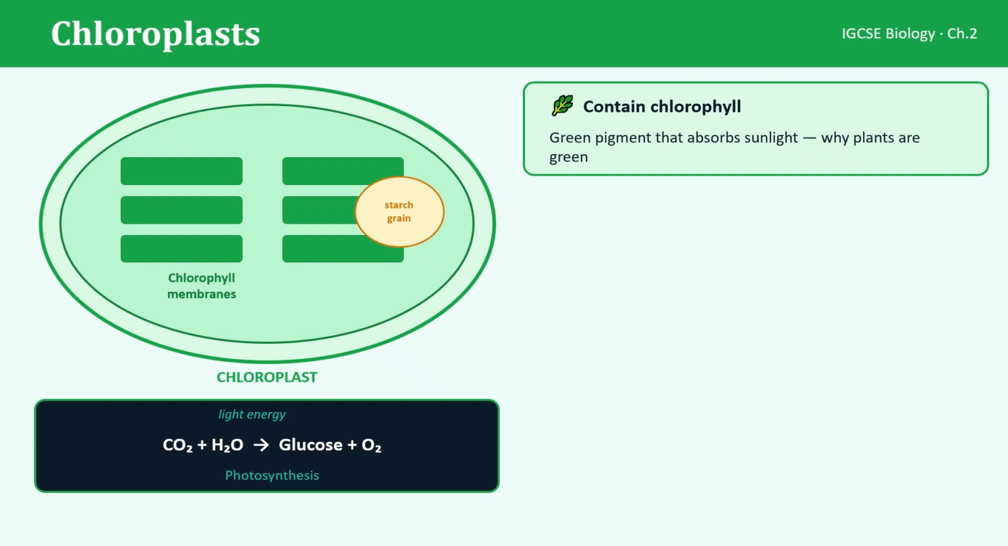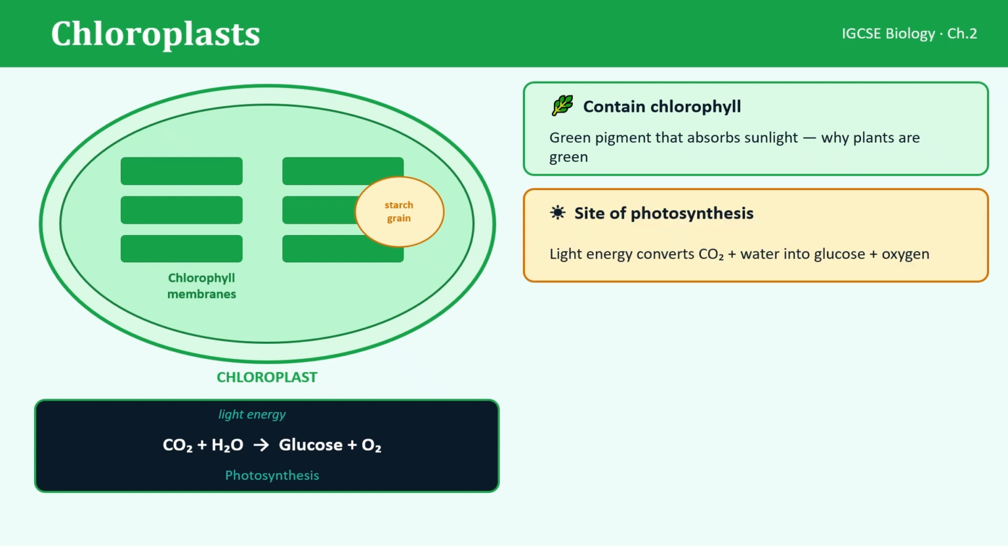It actually absorbs energy from sunlight. This is why plants look green, because of the chlorophyll inside their chloroplast. And you can see in the equation as well, when the light energy falls on the plant, it is used to do something incredible. It converts carbon dioxide and water into glucose and oxygen. And this process is called photosynthesis, one of the most important chemical reactions on Earth.